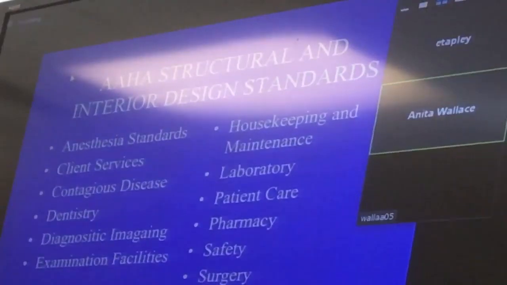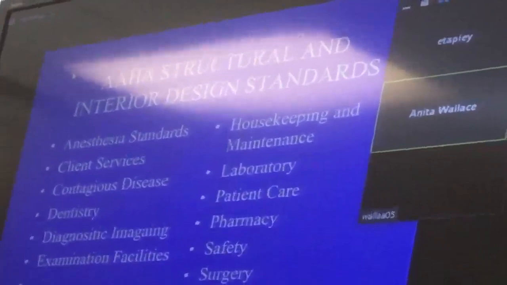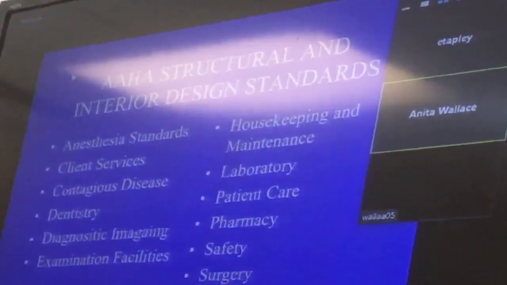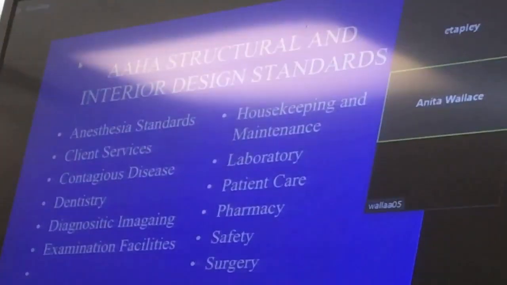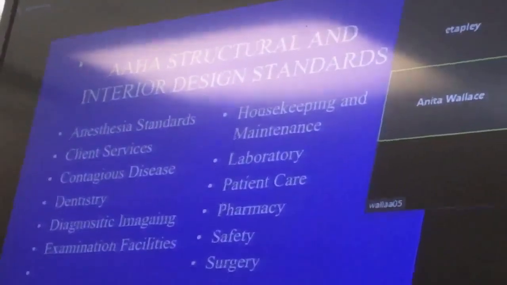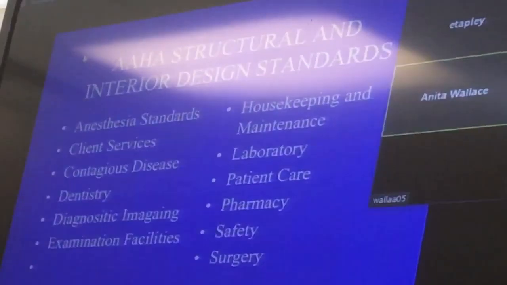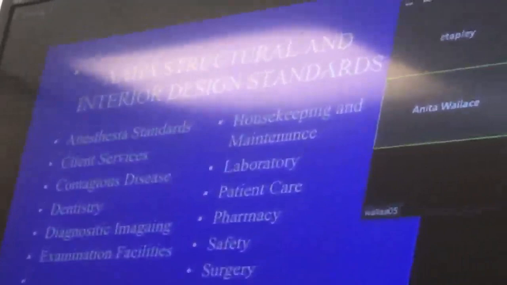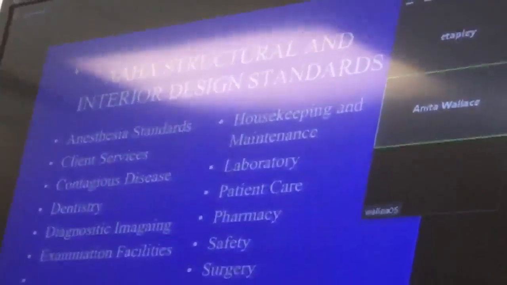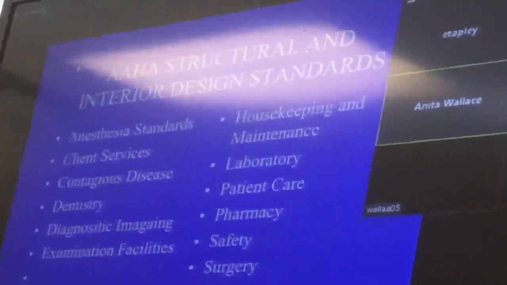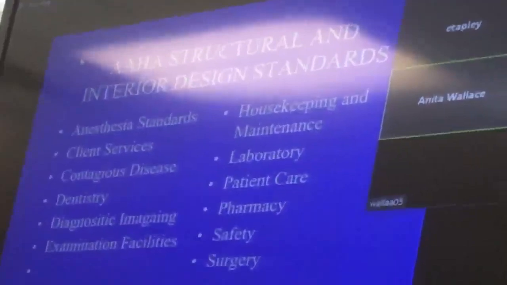How your client services should be constructed, how you handle contagious disease within your private practice. Then there are certain requirements for dentistry and diagnostic imaging, construction of rooms, especially if you're looking at radiography, examination facilities, laboratories, where your pharmacy is located within your practice, and then housekeeping and maintenance. All of these types of standards help you design your physical plant so that it provides ultimate functionality. I would stop and add that all of these same types of requirements apply to a veterinary teaching hospital.